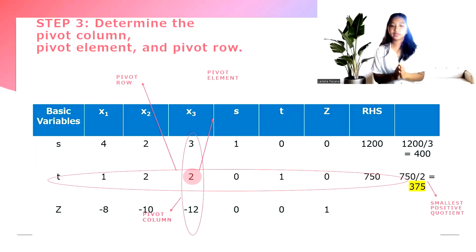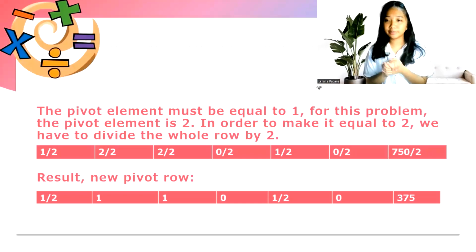And to determine our pivot element, where the pivot row and the pivot column intersect, that is number 2. So that will be our pivot element. So the pivot element is equal to 2. So we have to make it equal to 1. So to do that, we have to divide it by itself. And the whole pivot row will be affected.